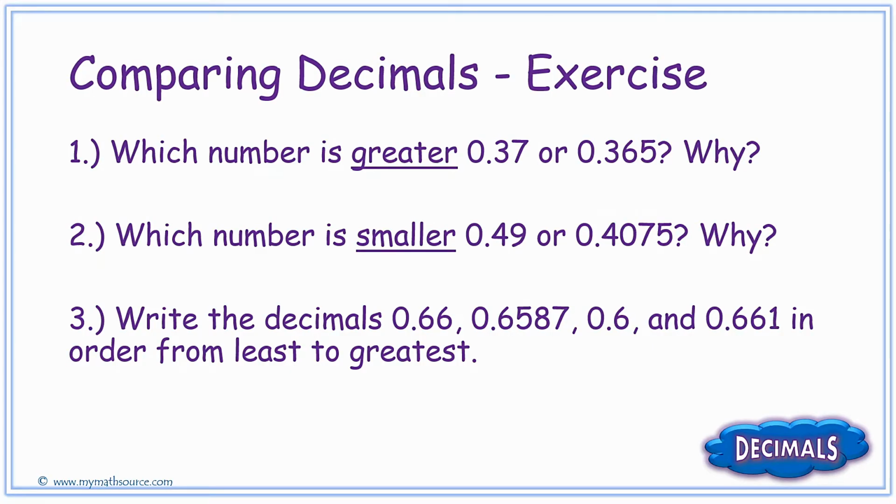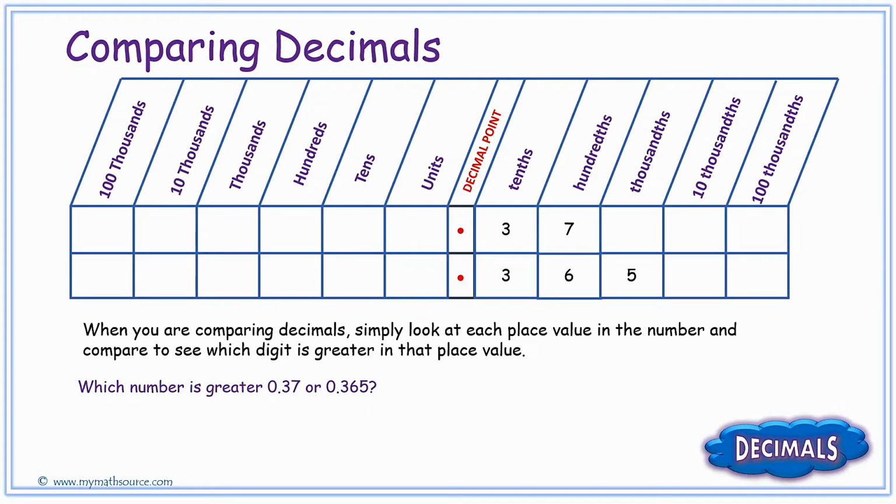However, it will be pretty difficult to always draw up a number line every single time we want to compare different numbers. So what we can do is use the place value chart. Here is an example of putting the numbers into a place value chart to compare which number is the larger number. So we see 0.37 and 0.365. The way that we utilize the place value chart is to compare each digit in its place value to see which one is the larger number.